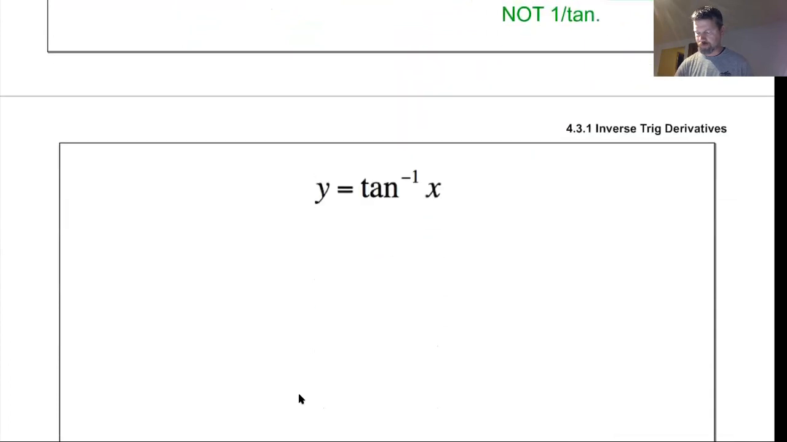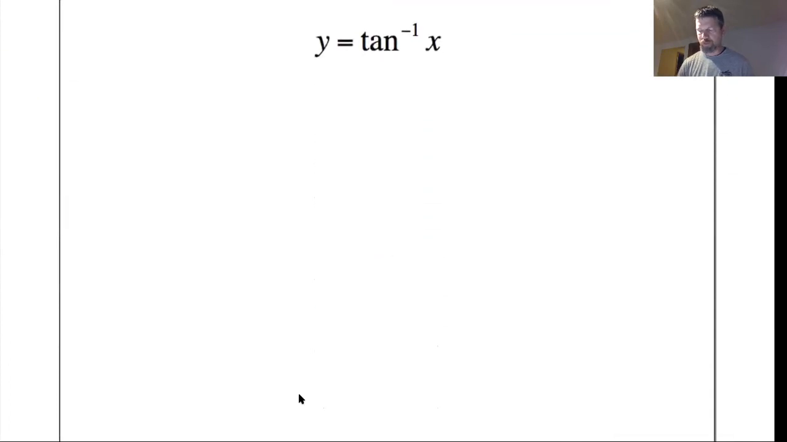So here is y equals tan inverse of x. At this point, I don't know what the derivative is, so we are actually going to figure this out with stuff that we do know.